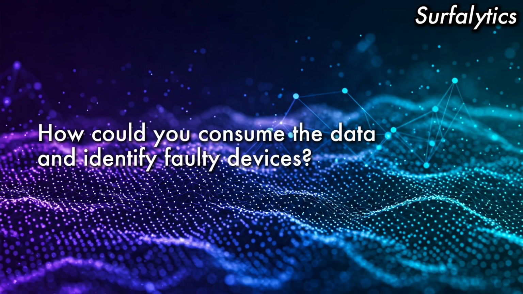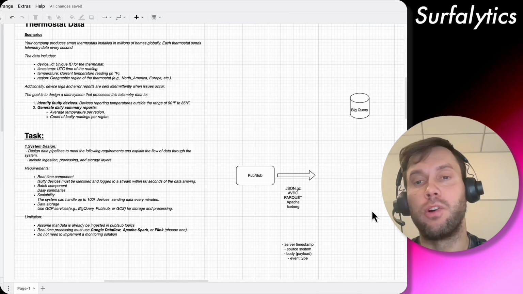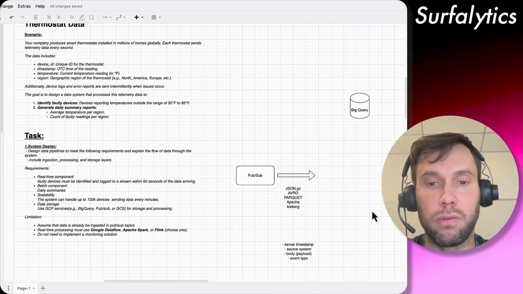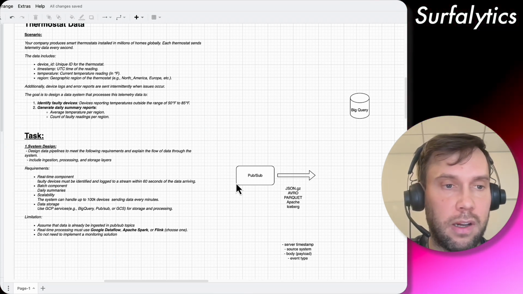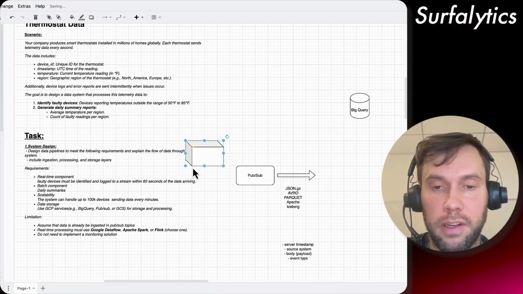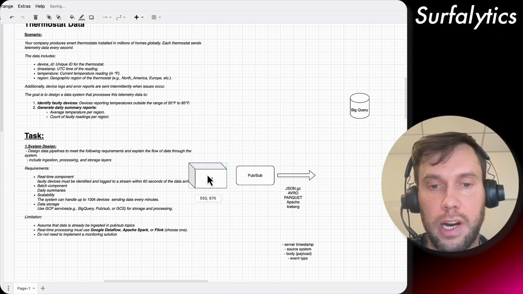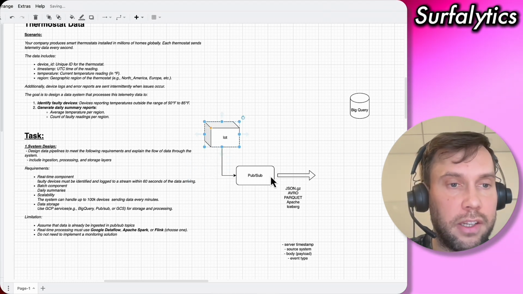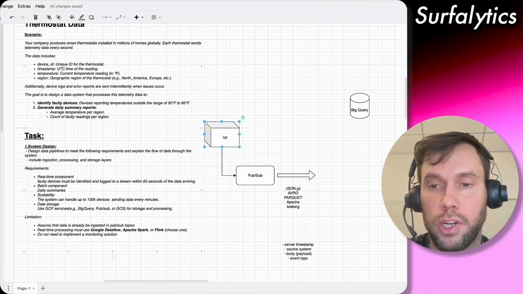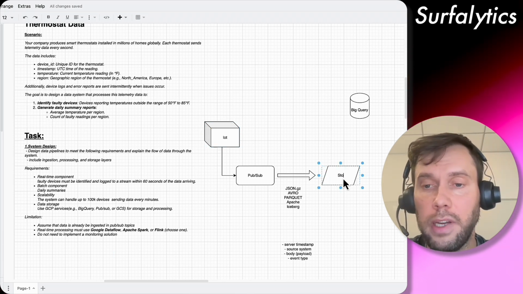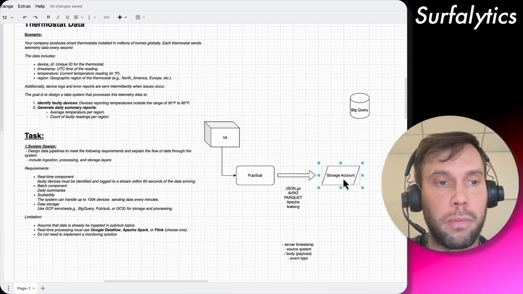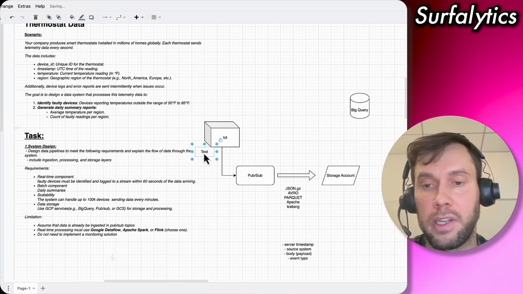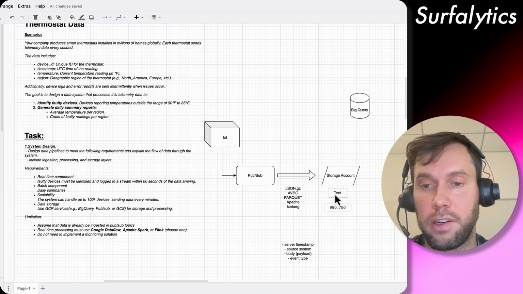How could you consume the data and identify faulty devices? Not coming yet to this point. For me, the very first point is that somewhere we have an IoT device passing the data to our stream, and then this stream can put the data into, I would use, a Google storage account. What's important for me is the structure of the storage account, because the data will be coming in real time here.